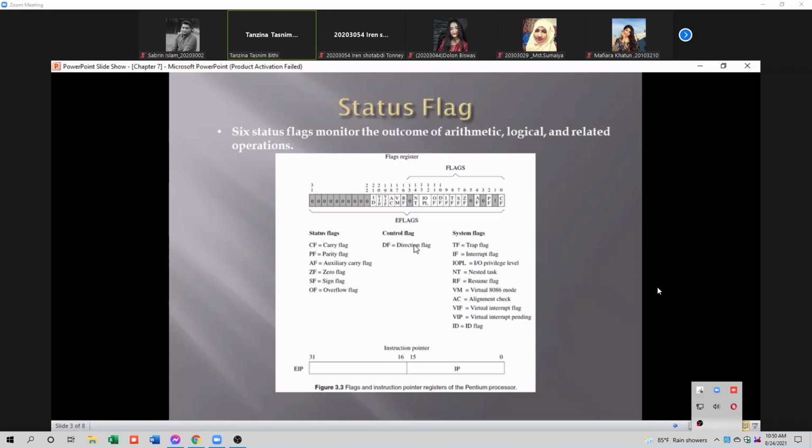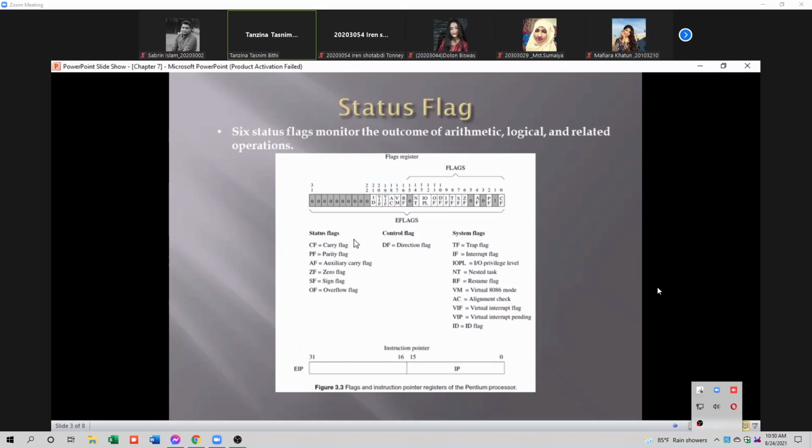Another category is control flag register, which will control the execution of the operation. And another category is system flag register. In this section, we'll mainly discuss the first category, that is the status flag register. Is it clear what is status flag register? It will tell us the status of the processor after the arithmetic operation.